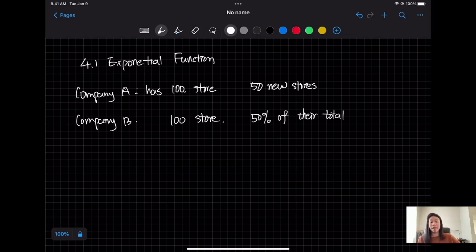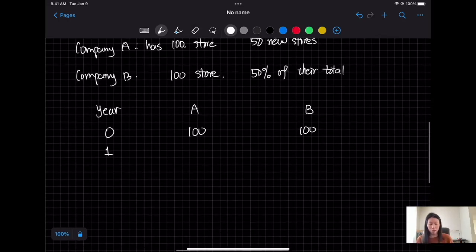So now let's compare the growth of these two companies. At the beginning, Company A and Company B both have 100 stores. After the first year, Company A expanded by 50 stores. So how many stores does Company A have? It should be 100 plus 50, right?